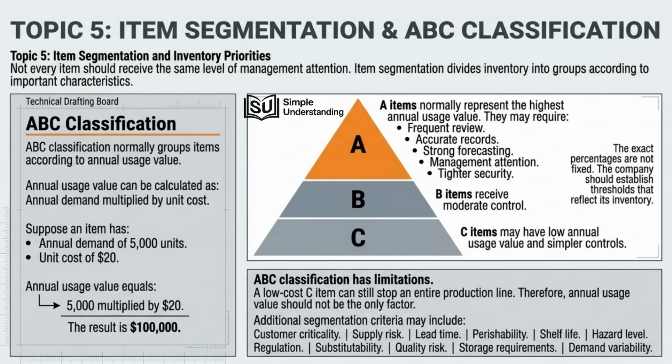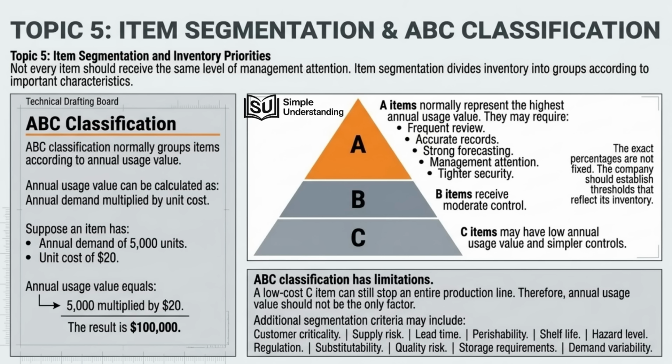ABC classification. ABC classification normally groups items according to annual usage value. Annual usage value can be calculated as annual demand multiplied by unit cost. Suppose an item has annual demand of 5,000 units, unit cost of $20, annual usage value equals 5,000 multiplied by $20. The result is 100,000.